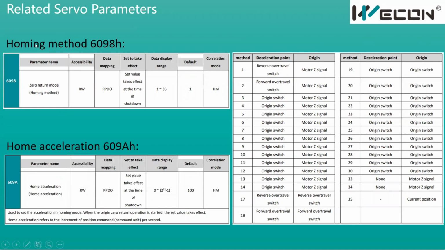And the other parameters about home mode. This is the home mode selection. We have 1 to 35 types, and the home acceleration speed here, this parameter.